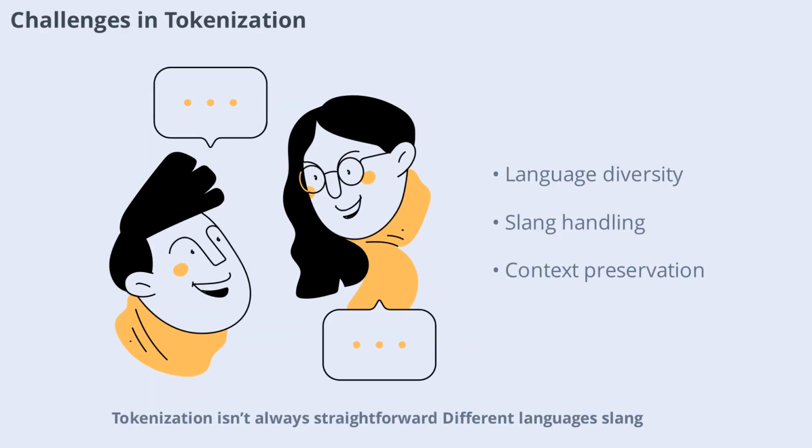Tokenization isn't always straightforward. Different languages, slang, and creative writing can make it tricky to split text accurately. Models must be carefully designed to handle these challenges, ensuring that tokenization doesn't lose important meaning or context.